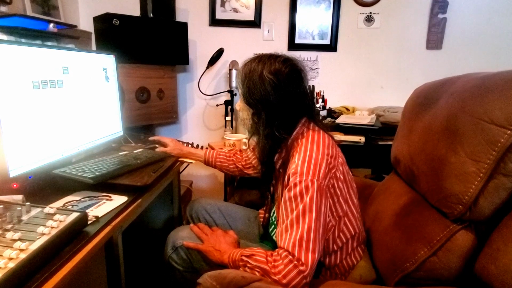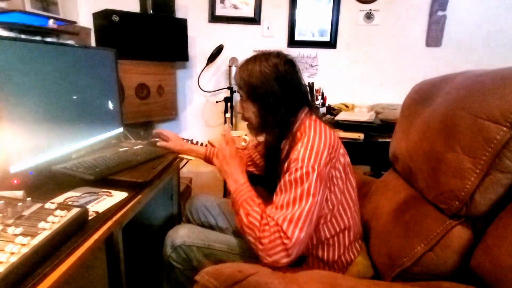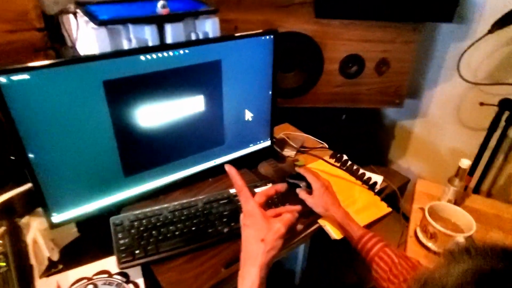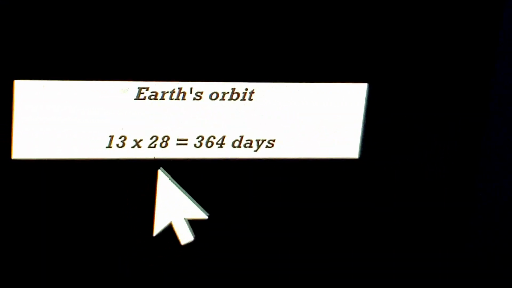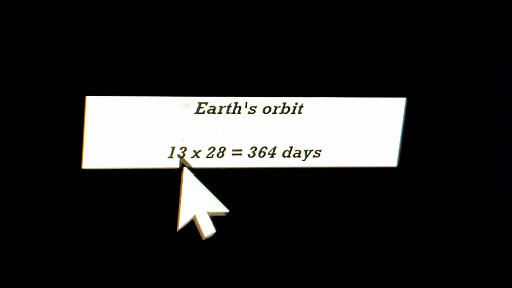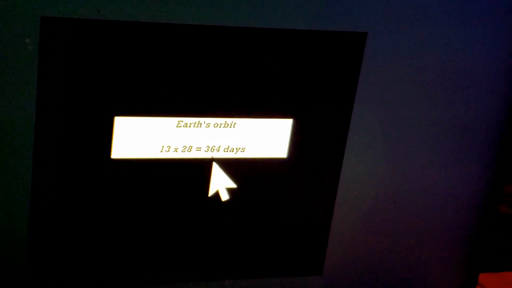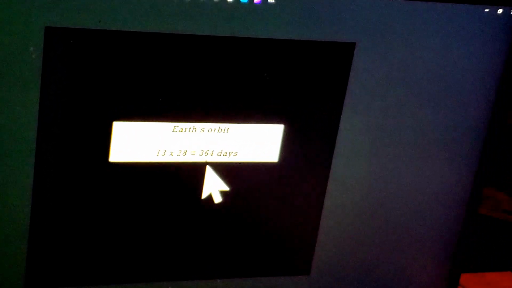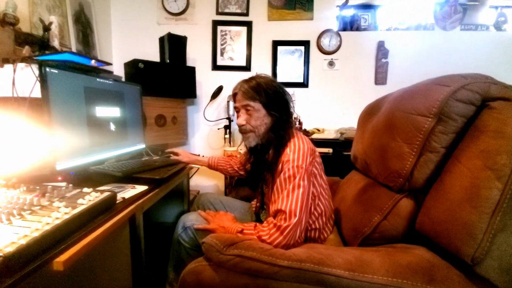Earth has an interesting number that has to do with the seasons, in a sense. Earth's orbit, there's that 13 again: 13 times 28 days equals 364 days. What I was saying about 364 days is that this number can be divided in half and into quarters, which you can't do with the modern 365.25 system. And 364 is interesting too, because it's used to predict the four seasons.